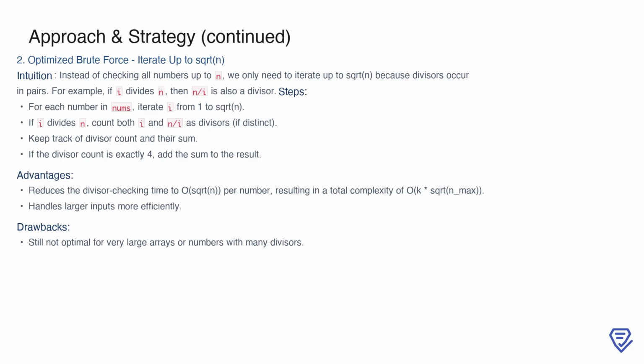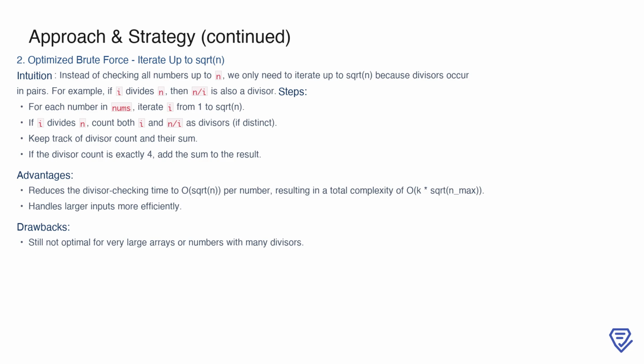The key observation here is that divisors occur in pairs. For example, if i divides a number n, then n/i is also a divisor. So, by iterating only up to sqrt(n), we can find all divisors more efficiently. For each number, we track the divisors we find and their sum. If the total count of divisors is exactly 4, we add the sum of those divisors to our result.